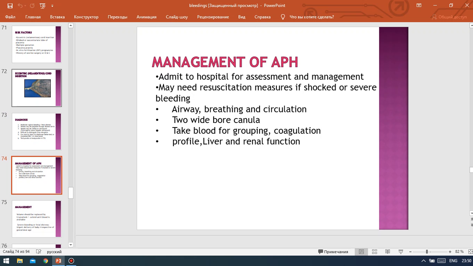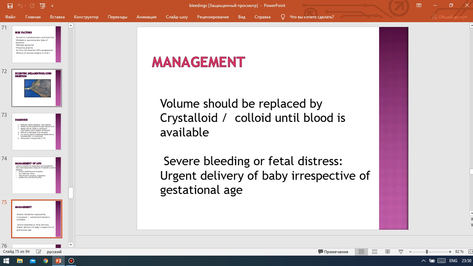Management of antepartum hemorrhage. Admit to the hospital for assessment and management. Very important: may need resuscitation measures if shocked or severe bleeding: airway, breathing and circulation, two wide bore cannulas, take blood for grouping, coagulation profile, liver and renal function, liver enzymes. It's very important to check the blood grouping, because if we have a risk of hemorrhage, we need to know about it. Volume should be replaced by crystalloid or colloid until blood is available.